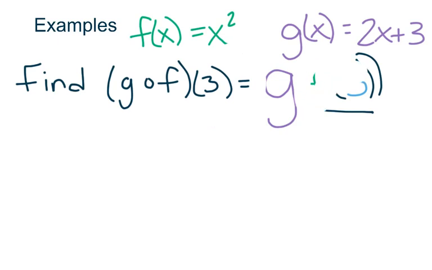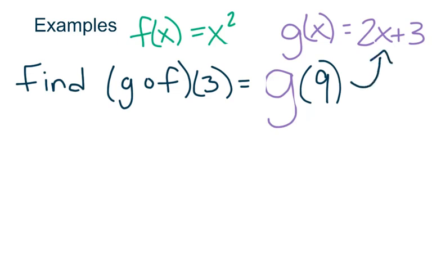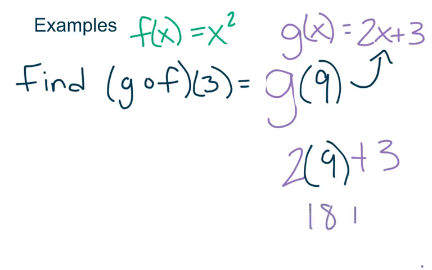Alright, so now I've done this part. And now I need to figure out what g of 9 is. When I replace x with 9, what do I get? So 2 parentheses 9 plus 3. 2 times 9 is 18. 18 plus 3 is 21. And that's my final answer.